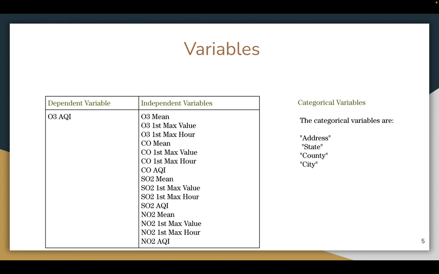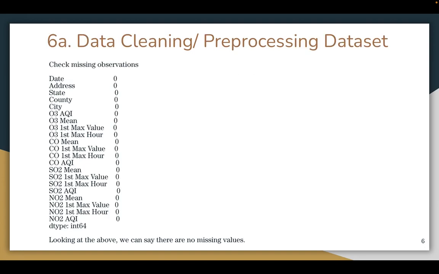Now let's talk about variables. My dependent variable is O3 AQI, and these are the list of independent variables. My categorical variables are address, state, county, and city.